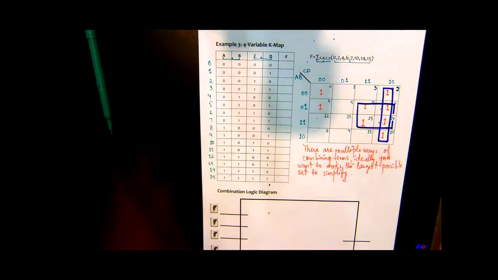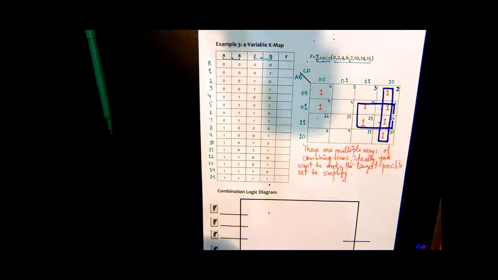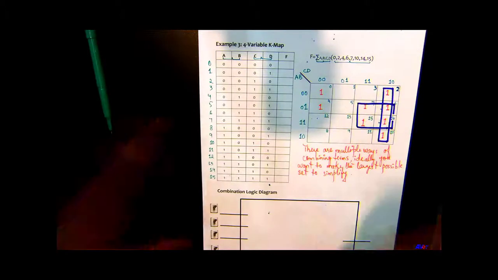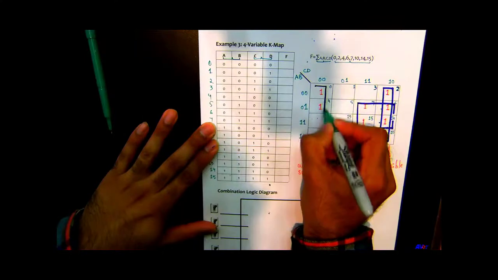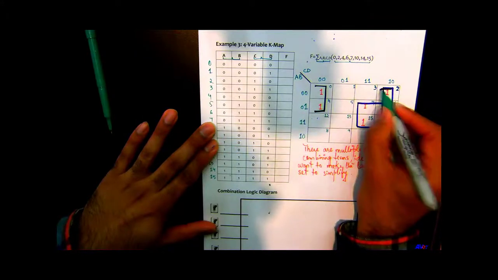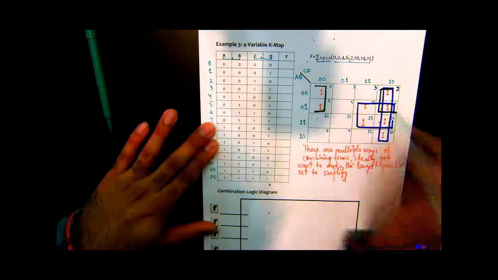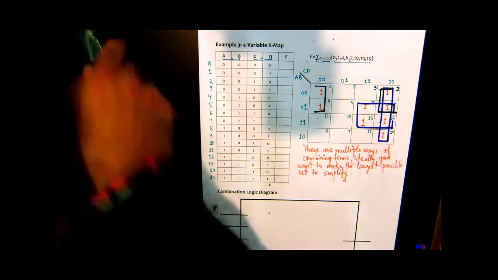What else? Does anyone think that we can make another group? Yes: 2, 6, 0, and 4. How many of you agree we can do that? Yeah, we can do that because remember we can wrap around and they will be considered adjacent. So we can wrap around like this. All right, so let's get an expression.